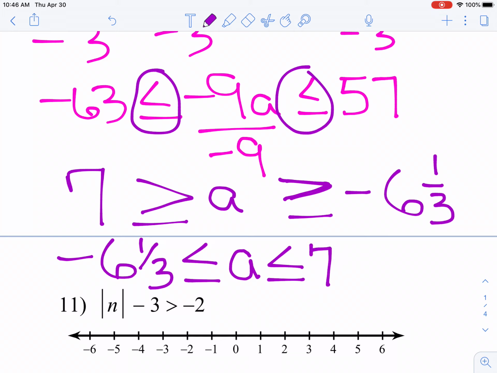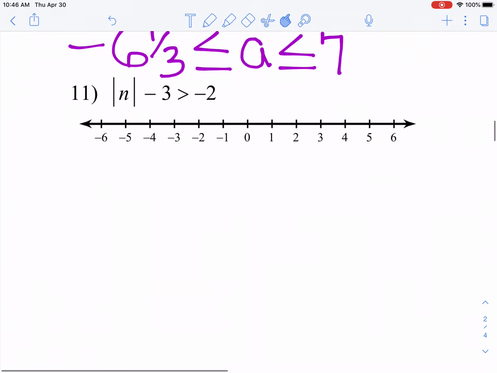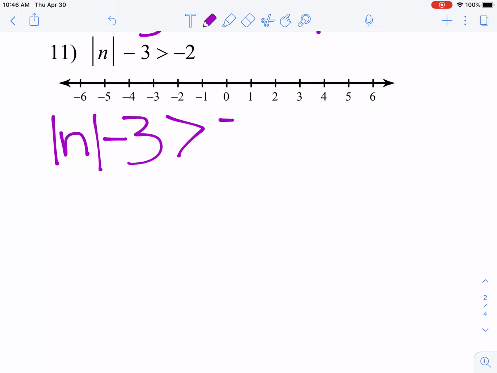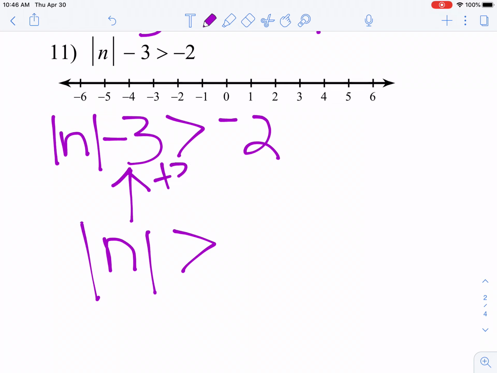Okay, I think there were some other questions possibly on the next page. So I'm going to look at number 11. And for number 11, we have the absolute value of n minus 3 is greater than negative 2. So I need to add 3 before I can do anything. So I would have the absolute value of n is greater than, remember I'm adding 3, so I get positive 1.